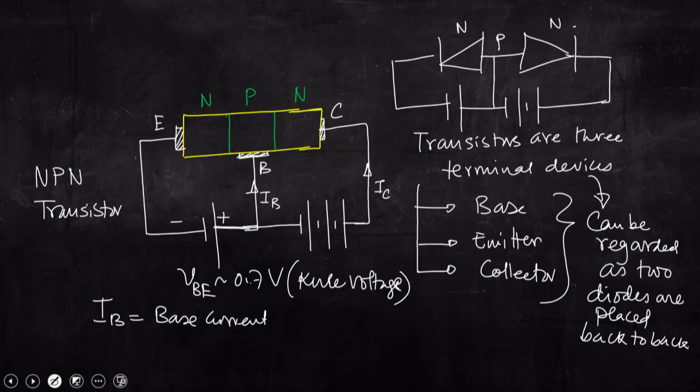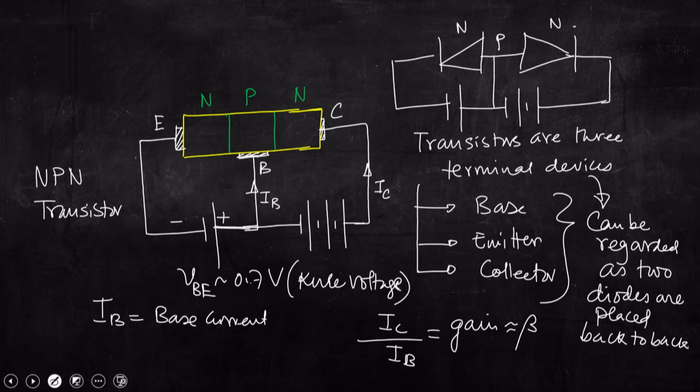Now, what we can understand, that is very important, is that we are getting a significant amount of collector current for a given small amount of base current, and this is known as gain and indicated by beta. So, beta is gain.